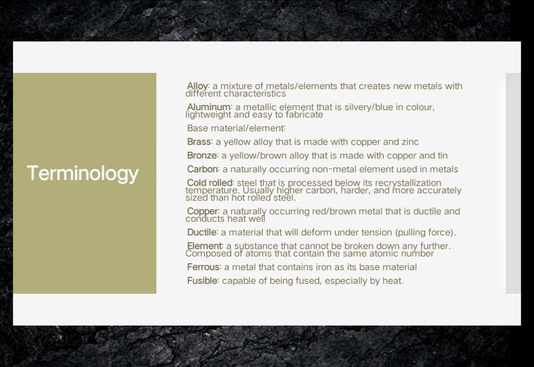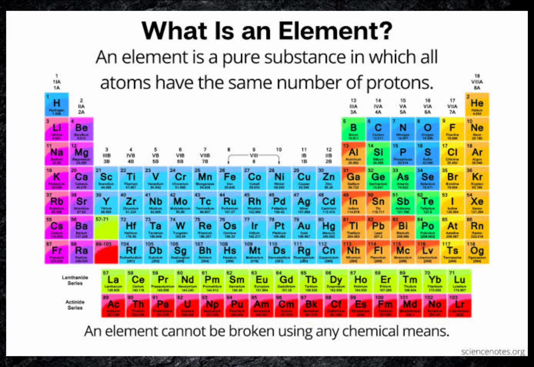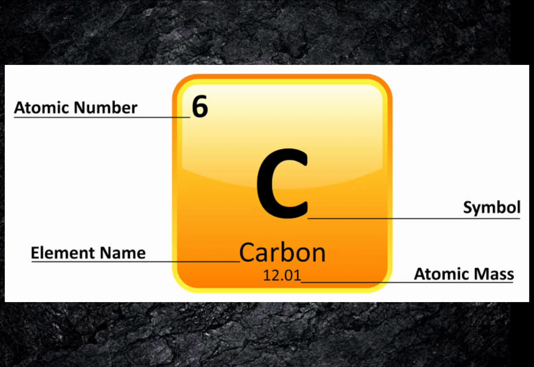Element. It is a substance that cannot be broken down. There are 118 elements in the periodic table. Some of these are gold, silver, carbon, phosphorus, and a lot more. And every element has its atomic number.